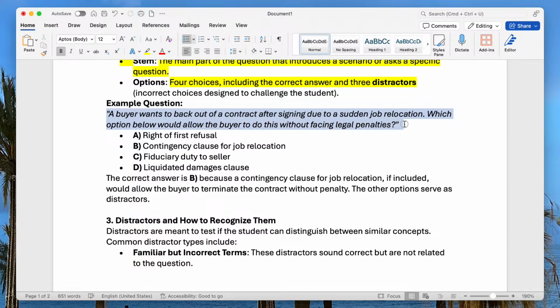A buyer wants to back out of a contract after signing due to a sudden job relocation. Which option below would allow the buyer to do this without facing legal penalties? A, right of first refusal. B, contingency clause for job relocation. C, fiduciary duty to seller. And D, liquidated damages. Well, the correct answer, as you can see, is B right down here.